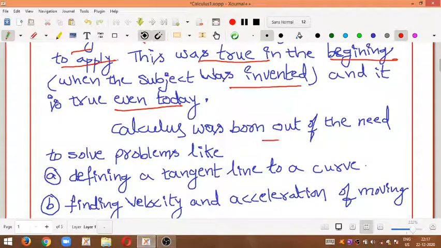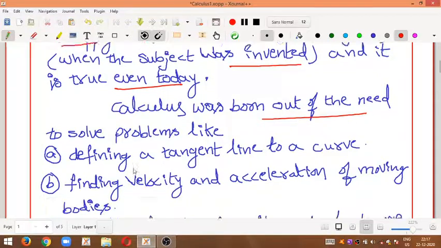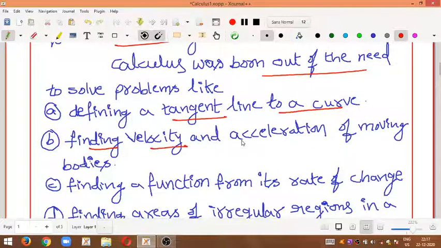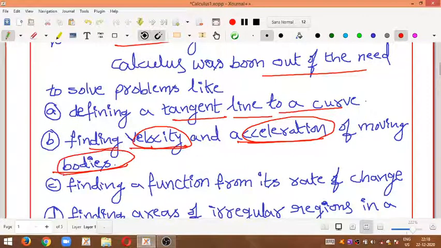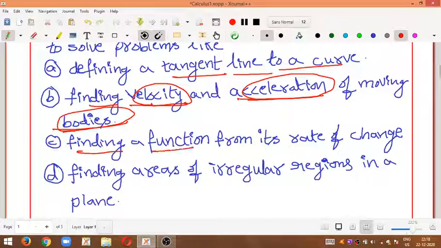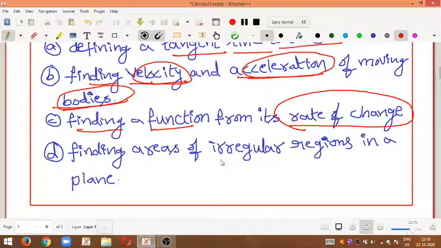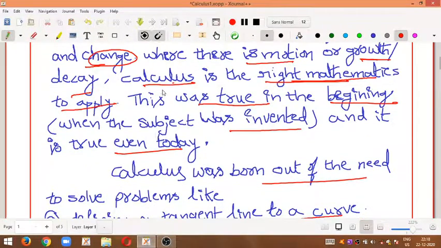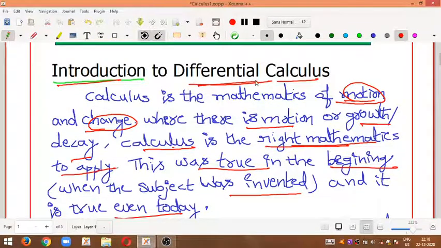Next, calculus was born out of the need to solve problems like defining a tangent line to a curve. Next, finding velocity and acceleration of moving bodies. So in which areas was calculus born? Defining a tangent line to a curve. Next, finding velocity and acceleration of moving bodies. Next, finding a function from its rate of change. Finding areas of irregular regions in a plane. So in these areas we want to see calculus. Up to now, we have seen the introduction part of differential calculus.